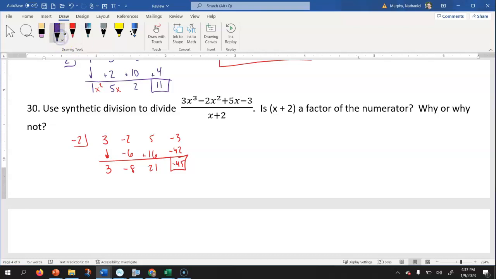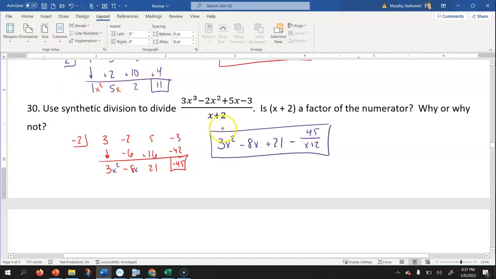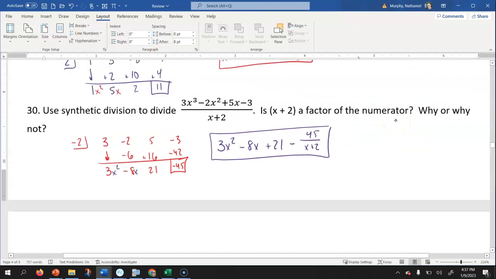So again, putting in our variables. The 21 stays a constant, and then going to the left, we get x and x squared. So we have 3x squared minus 8x plus 21. Again, we could say that the remainder is negative 45, or we can say minus 45, because it was negative 45, over what we divided by, x plus 2. By the way, if it asks, is x plus 2 a factor of the numerator, your answer would be no, because you have a remainder.